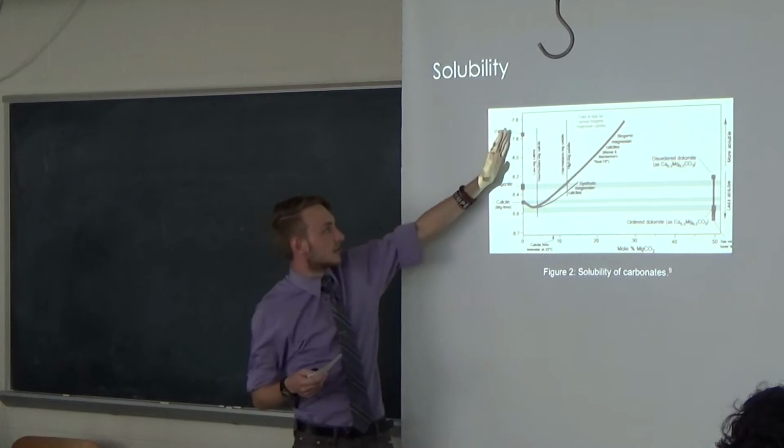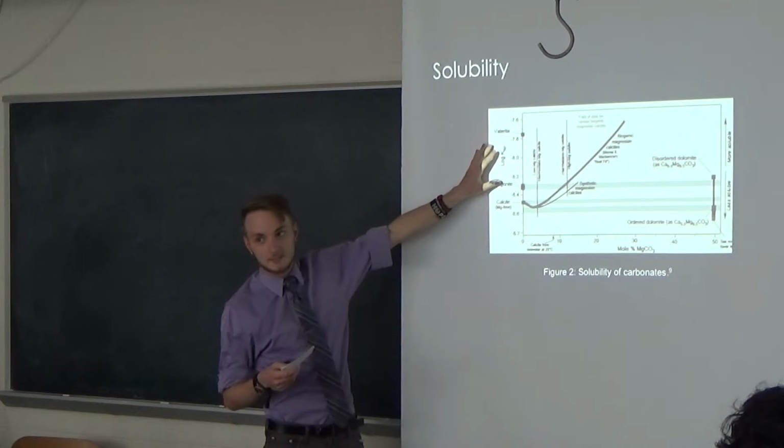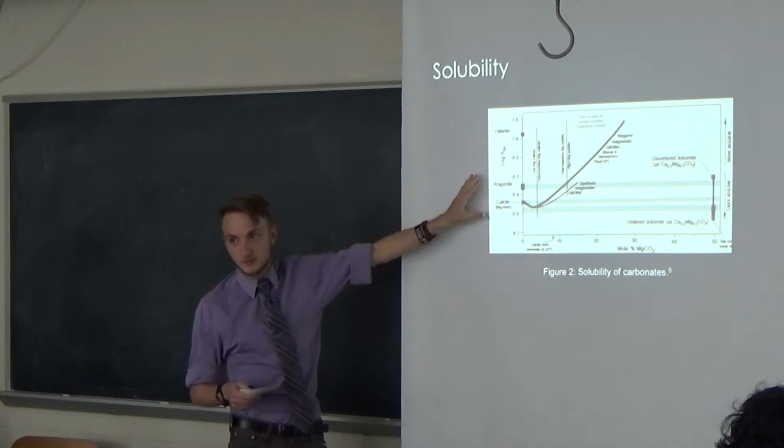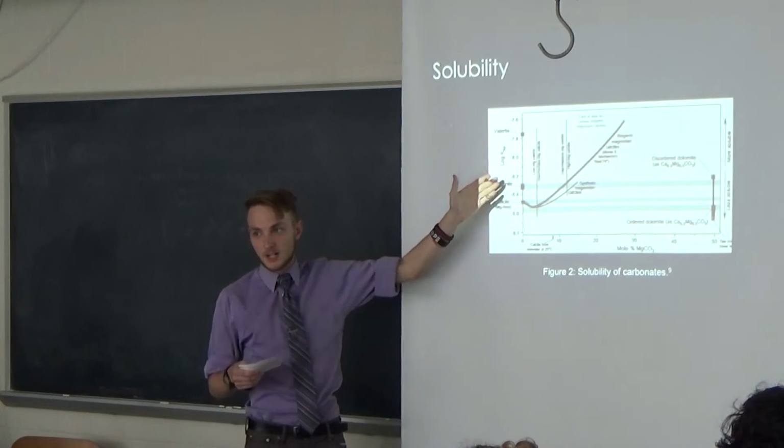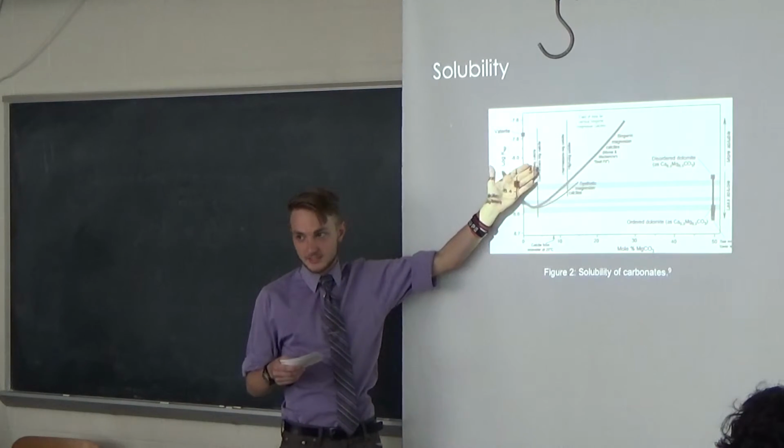And just to say that this y-axis, log KSP, is just the equilibrium constant for solids. As this increases, it's proportional to the amount of product. So as this increases, the carbonate increases.